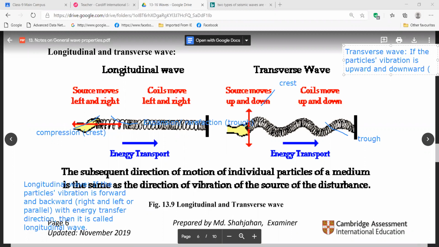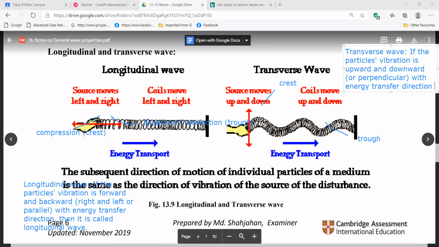If the particle's vibration is upward and downward or perpendicular, with energy. Rabi. Hello, Rabi. Are you writing? Yes, sir. Please write the definitions. Yes, sir, I wrote.